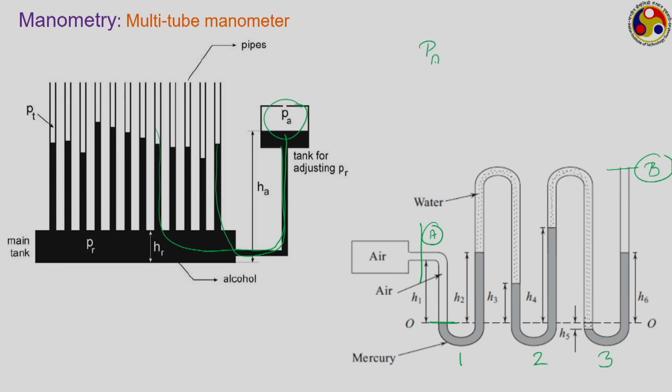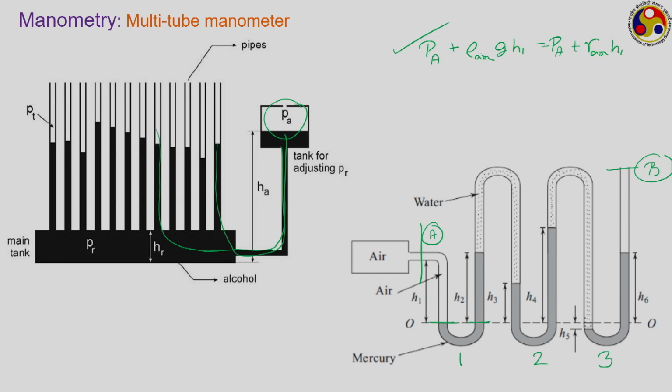This should be Pa plus rho air, which refers to the density of air, into g into H1, or we can write Pa plus gamma air into H1. So, this is the pressure that is acting at this particular position. Then what about the pressure at this particular location? How much will that pressure be? Of course, this will be equal to this particular quantity, that is Pa plus gamma air into H1.